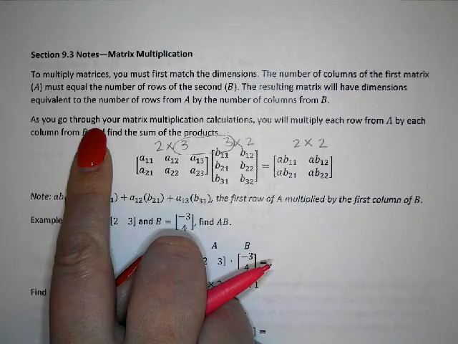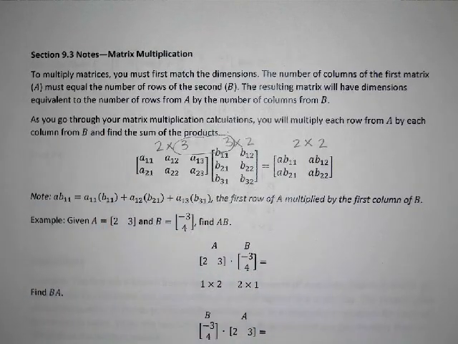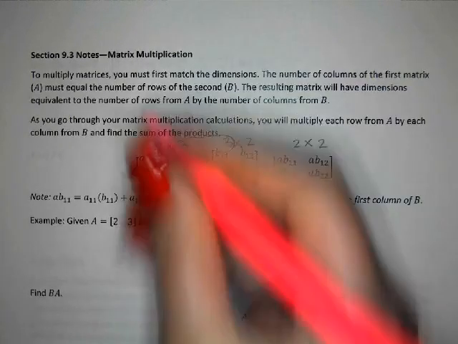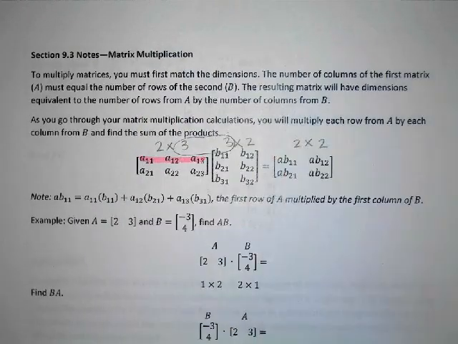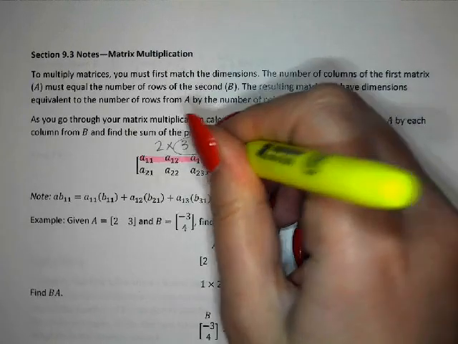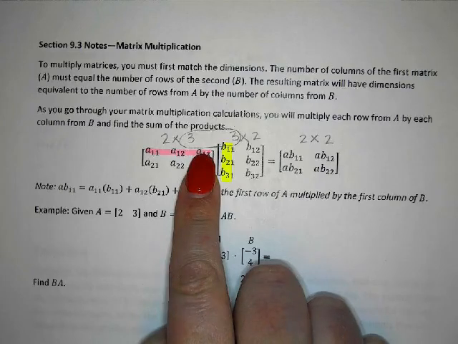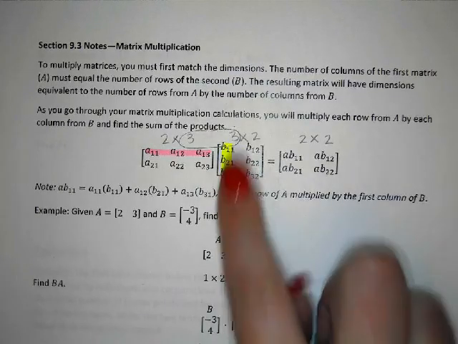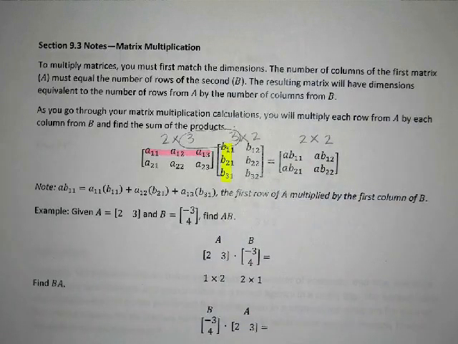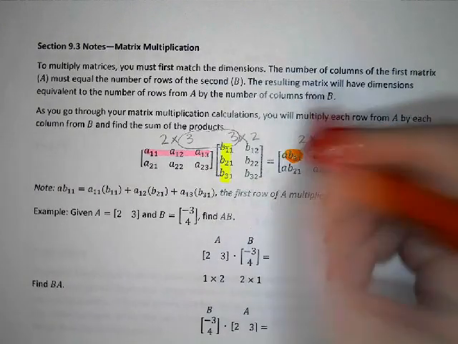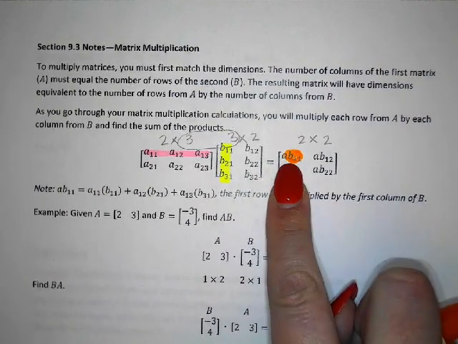As you go through your matrix multiplication calculations, you're going to multiply each row from matrix A by each column from matrix B. You can see that there are 3 numbers here in A, which is why we've got a 3 in B. We're going to multiply those pairs of numbers together, and then we get the result, and we place that in the first row in the first column of the resulting matrix.